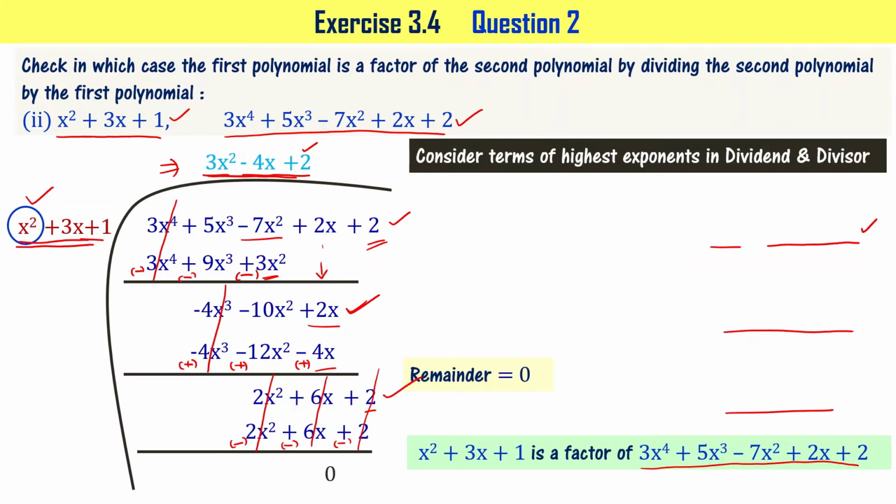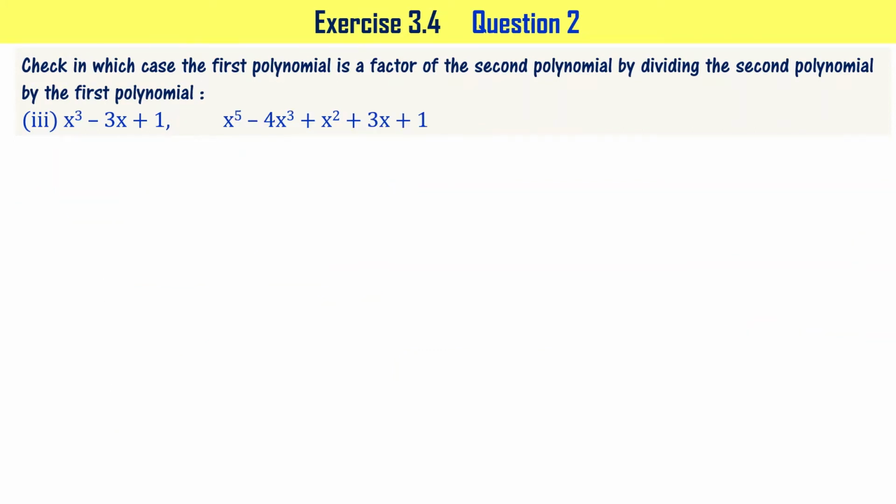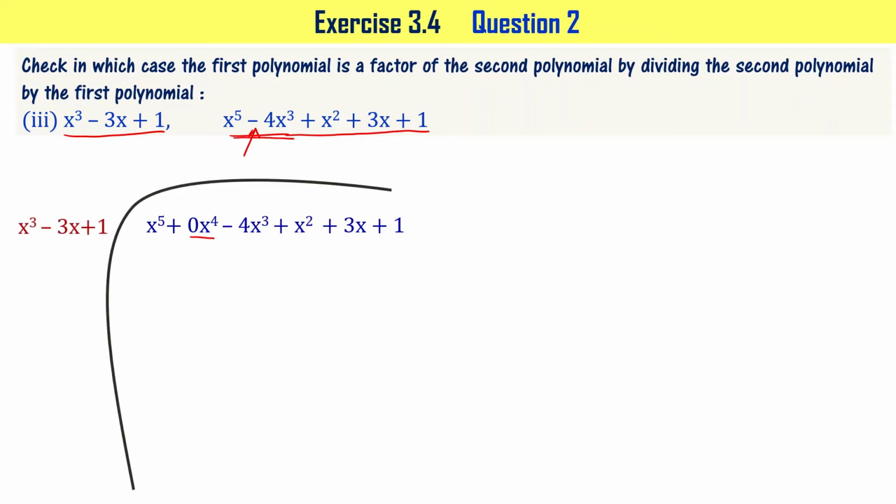Now let's see the third part of the problem. In this particular case, we are given x cube minus 3x plus 1 as divisor and x power 5 minus 4x cube plus x square plus 3x plus 1 as the dividend. And let's see whether remainder of this particular division comes out to be 0 or not. You see here x power 4 term is missing, that's why I have written 0 x power 4, okay? And then you write the divisor on the other side of the line, okay?